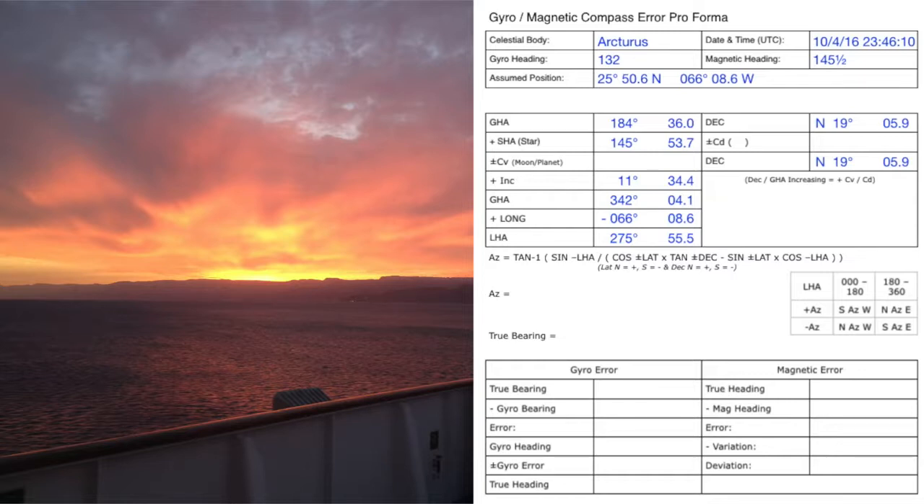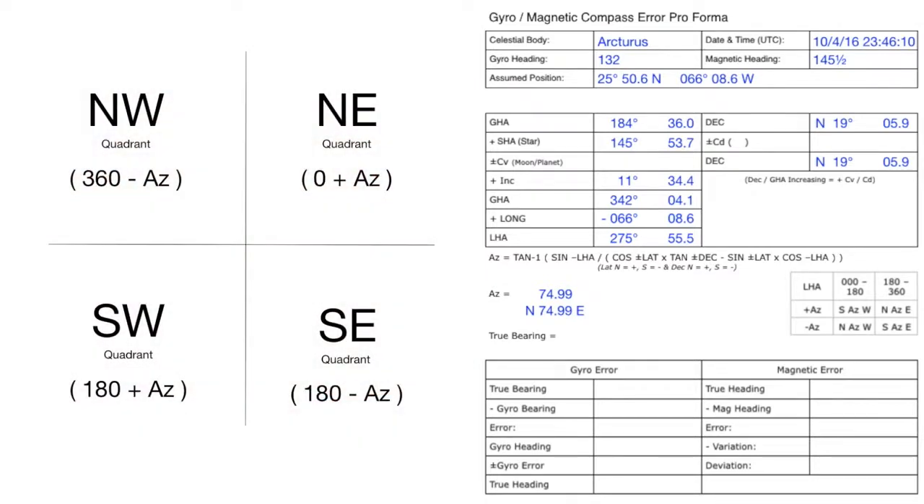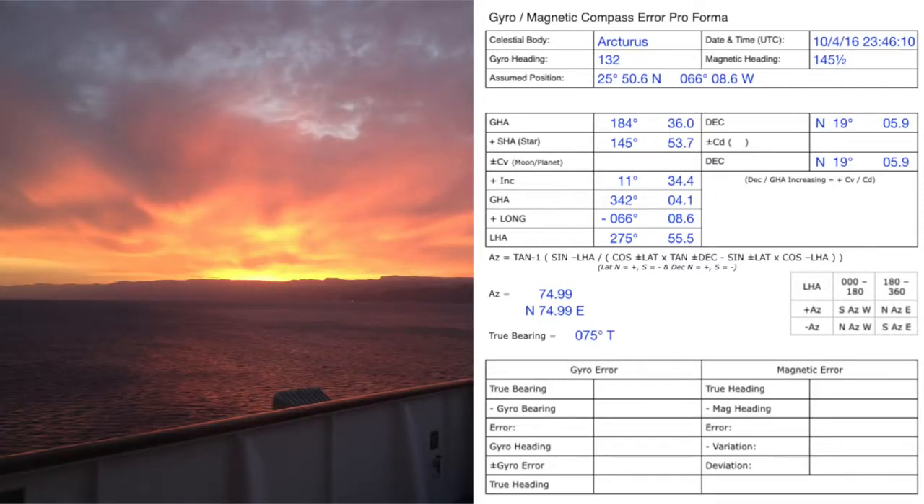We'll now use the same formula we used in the earlier videos to calculate the azimuth. So when we type this into our calculator, it gives us the answer of 74.99. We convert this into a quadrantal using the little table on the right. As our LHA is between 180 and 360, and our azimuth is positive, we name it north 74.99 east, which we then convert to a true bearing. As it's the northeast quadrant, we add it to 0, which gives us a true bearing of 075 degrees. You'll notice I have rounded the 0.99 up.